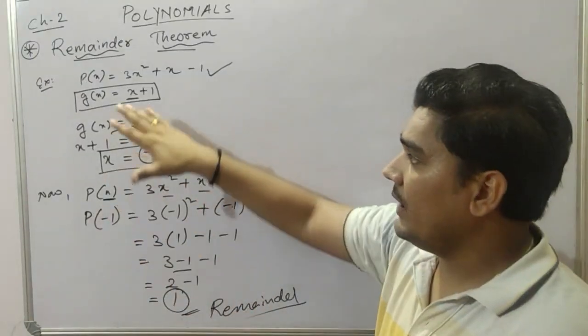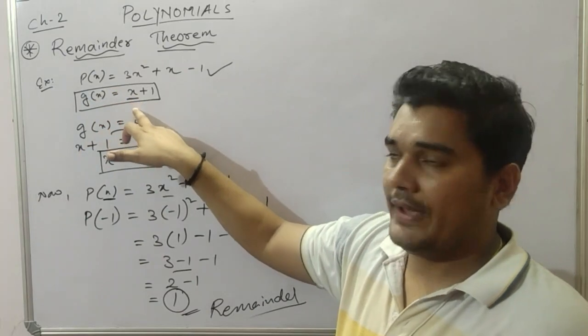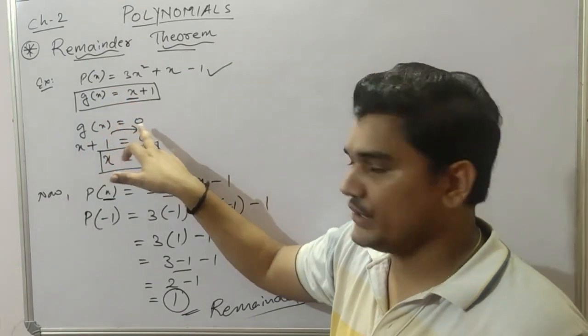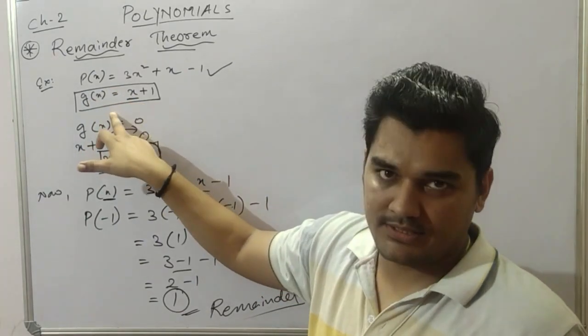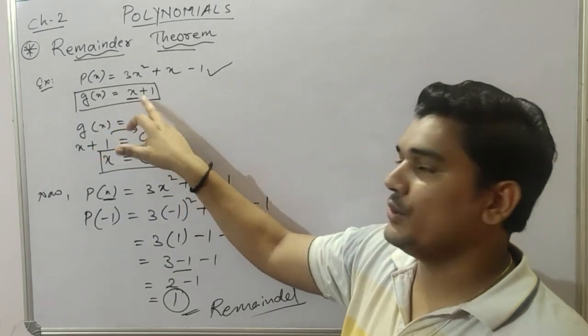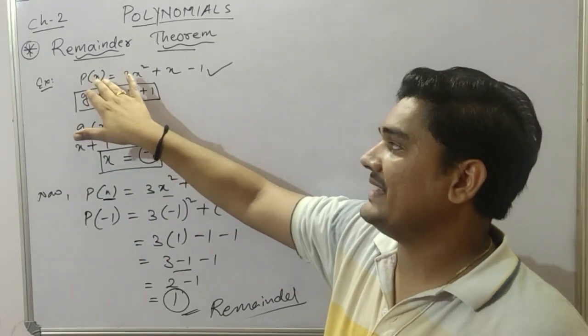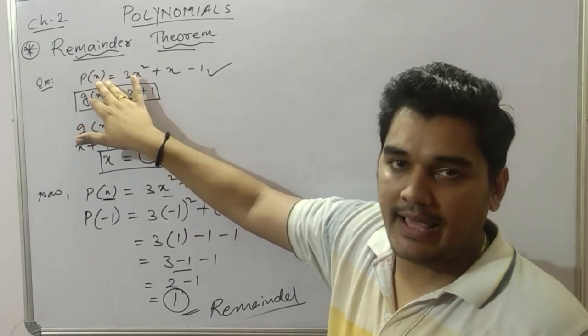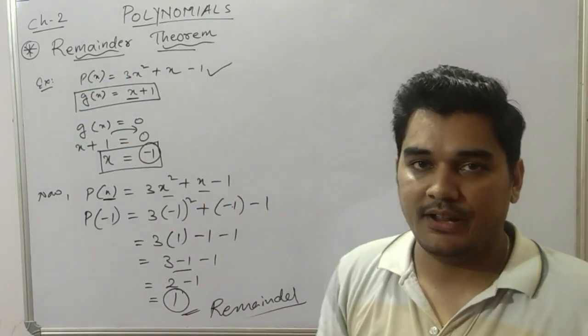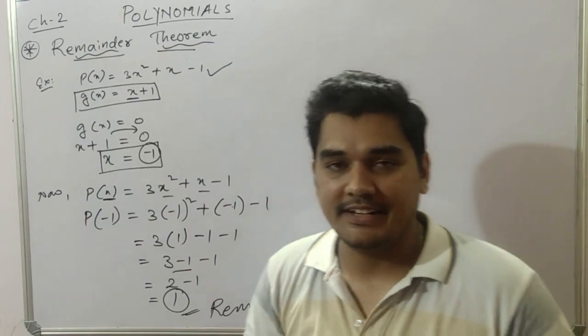Understood? So how to find it? Remember, instead of g of x, you put 0 and find the value of x. After that, substitute that value in the polynomial p of x. By substituting the value of x, you will get the remainder at last. Isn't it? Thank you.